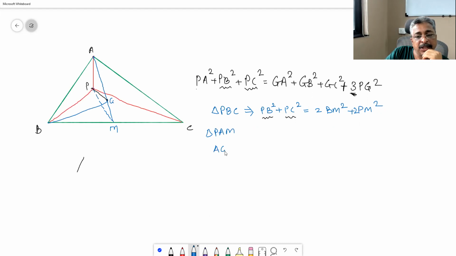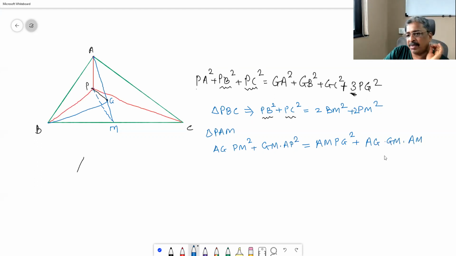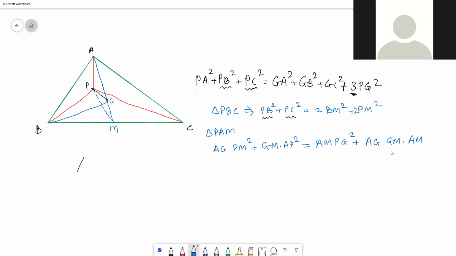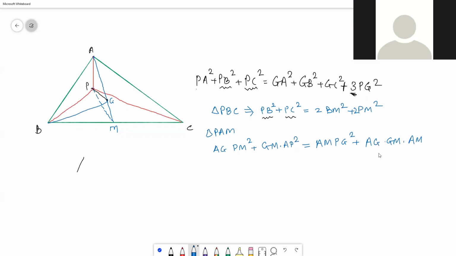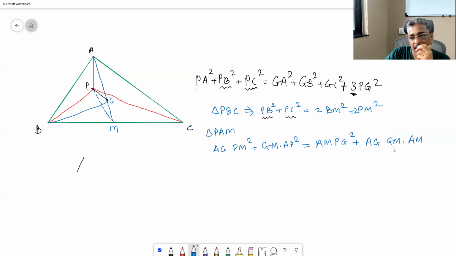Okay, so now let us apply Stewart very carefully to triangle PAM. It says AG into PM square plus GM into AP square is equal to AM into PG square plus AG into GM into AM. Is it correct? Yes, sir, it is correct.